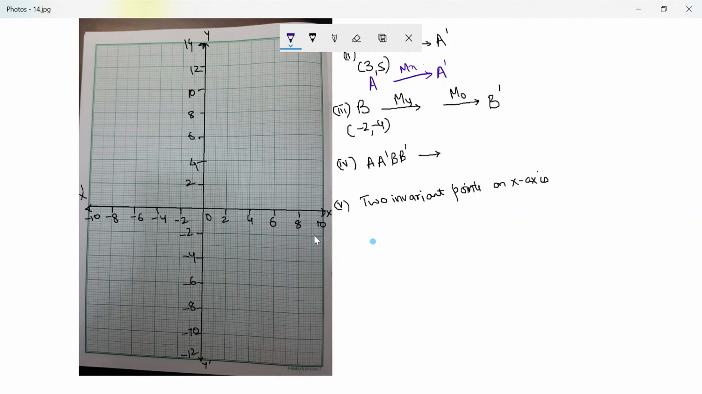Question number 9 says plot the points A(3, 5) and B(-2, -4) on a graph. Use 1 centimeter is equal to 1 unit. So it is important to read the question. I have taken 1 centimeter equal to 1 unit, basically 2 centimeters equal to 2, which is the same.